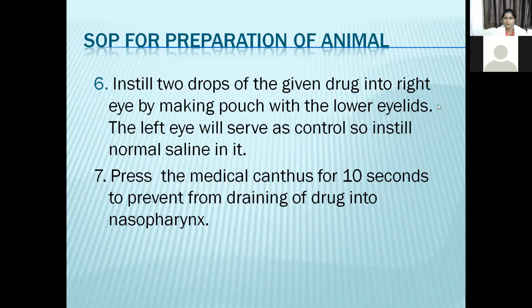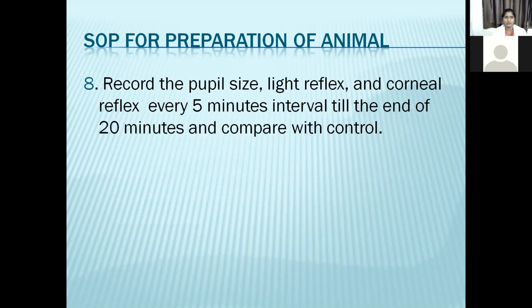So after instilling the drug into the right eye, press the medial canthus for 10 seconds to prevent the drug from draining into the nasopharynx. Then record the pupil size, light reflex, and corneal reflex every 5 minutes till the end of 20 minutes. You have to check every 5 minutes up to 20 minutes and compare with the control eye. So this is about the standard operating procedures of the animal experiment, the rabbit experiment.